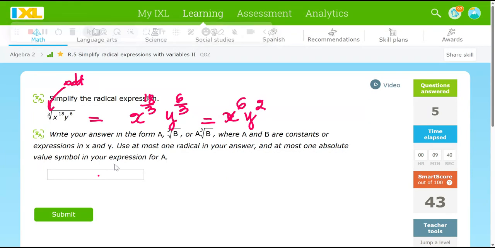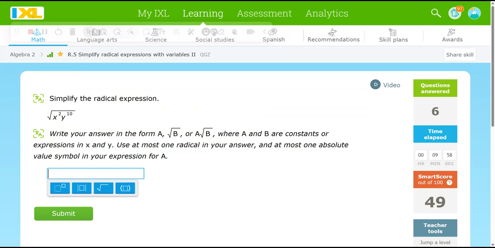All right. So I put the answer right here. X to the 6. Move the cursor over. Y squared. Y squared. All right, voila.